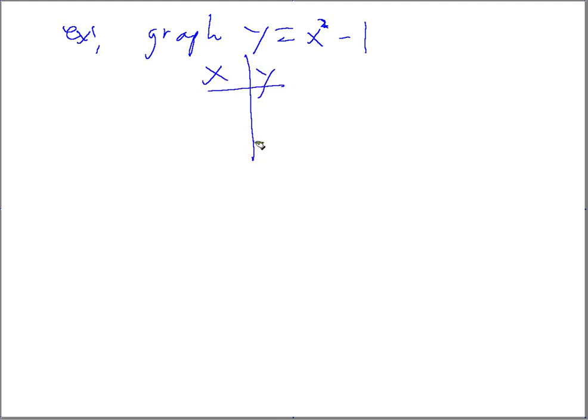Okay, let's go ahead and graph. Let's graph y equal to something like x squared minus 1. All right, x squared minus 1. Again, let's give you the x coordinates for this. Let's make a table again, x and y.